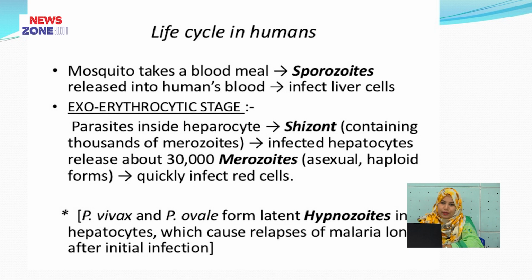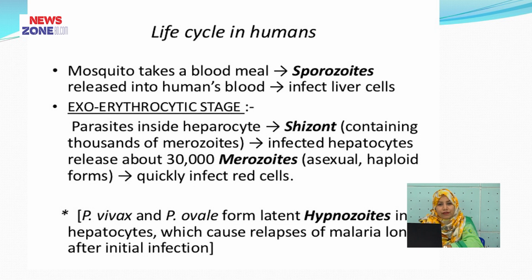Now, the life cycle in humans. When a mosquito takes a blood meal from a human, sporozoites enter into the human blood and they infect the liver cell at first. That is called the exoerythrocytic stage, that means the hepatocyte stage. The parasite inside the hepatocyte forms a schizont. What is a schizont? It contains thousands of merozoites. Infected hepatocytes release about 30,000 merozoites and they quickly infect the red cells. Merozoites are asexual haploid forms of the schizont.